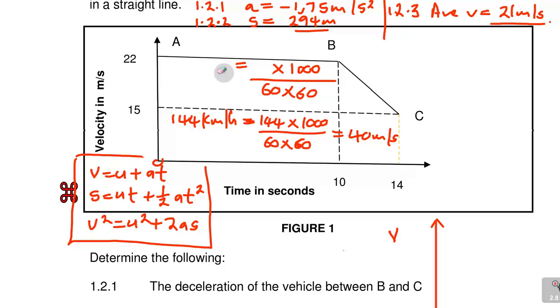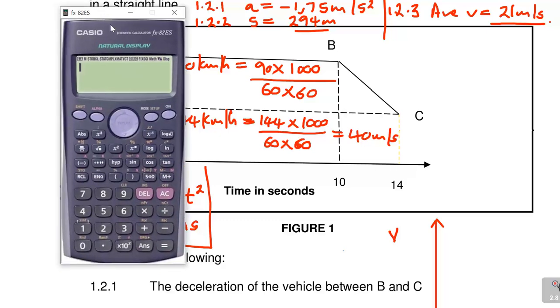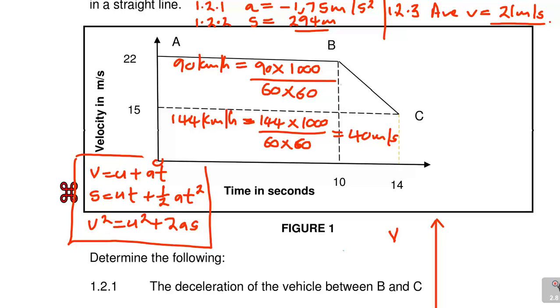Okay, I think I'm writing too close. Now what about 90 kilometers per hour? So you've got 90 times 1,000 over 60 times 60. So you must always know this conversion. 90 times 1,000 over 60 times 60, and then it gives me 25. So this is equal to 25 meters per second. So you see the conversion.